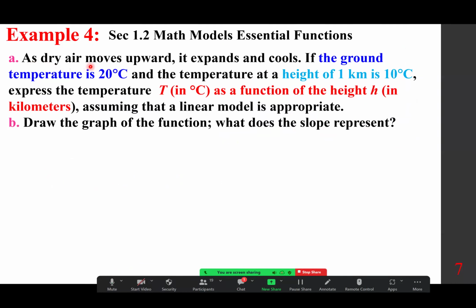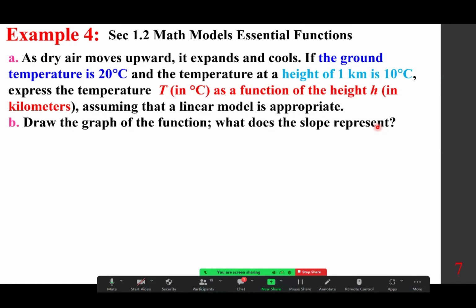As dry air moves upward, it expands and cools. If the ground temperature is 20 degrees Celsius and the temperature at a height of 1 kilometer is 10 degrees Celsius, express the temperature T in Celsius degrees as a function of the height h in kilometers, assuming that a linear model is appropriate. B, draw the graph of the function. What does the slope represent? Excellent. Thank you so much.